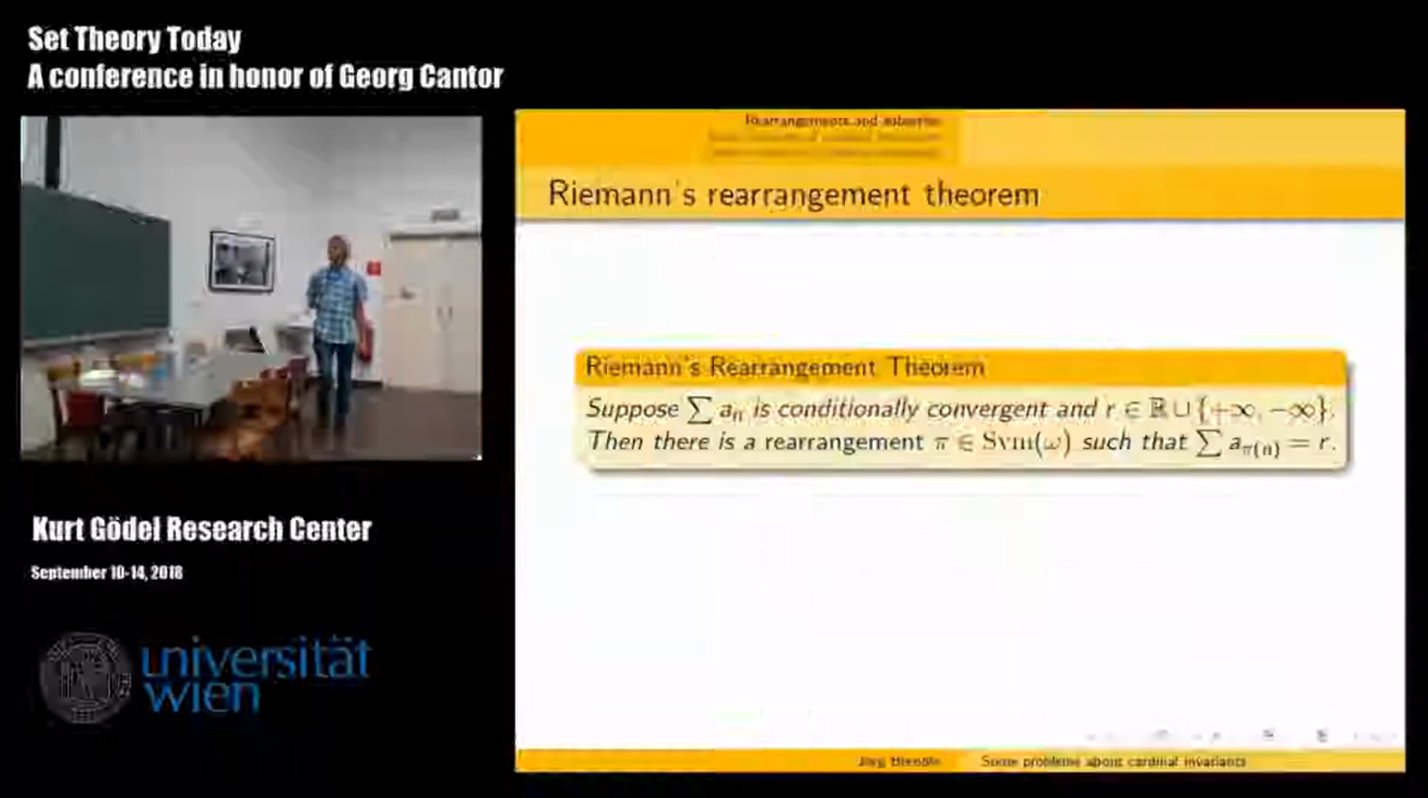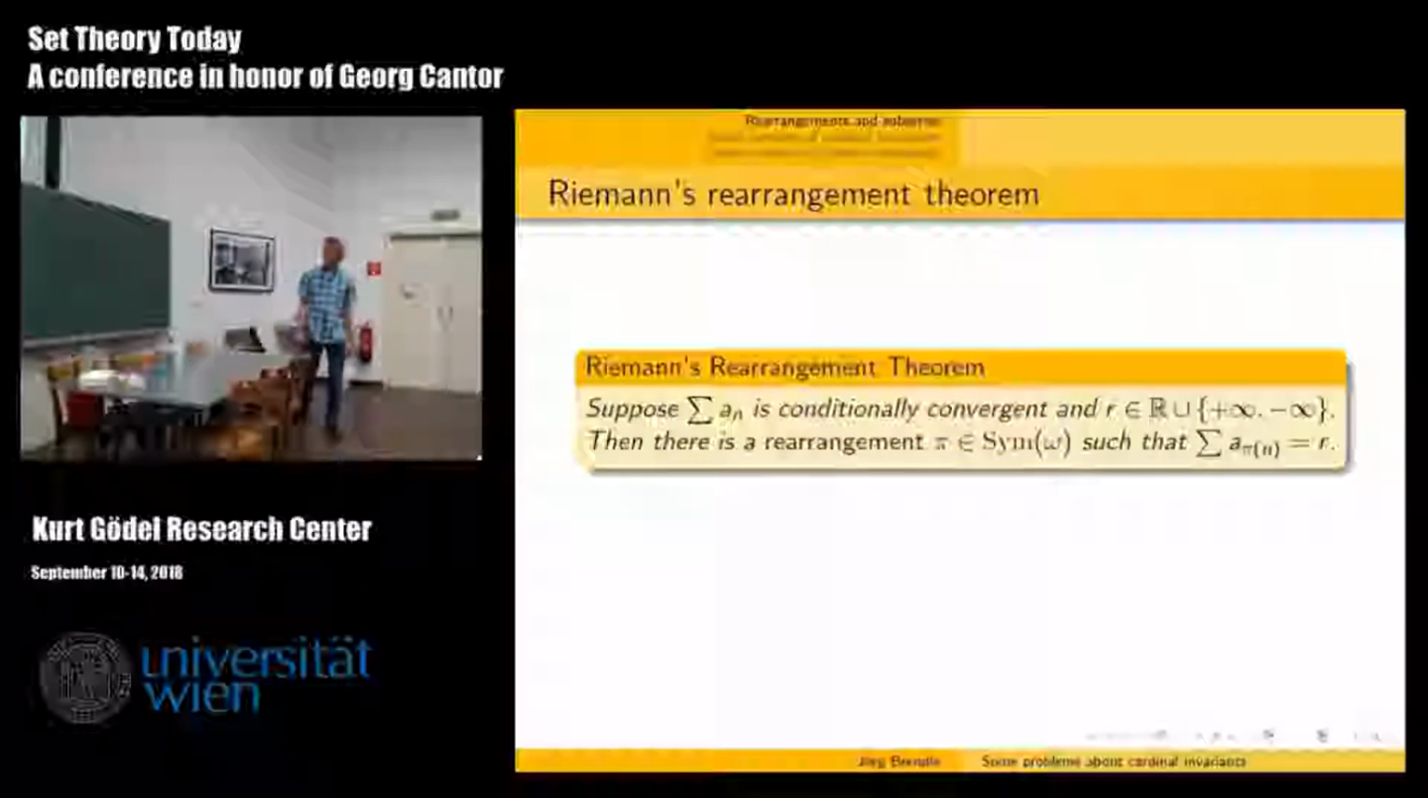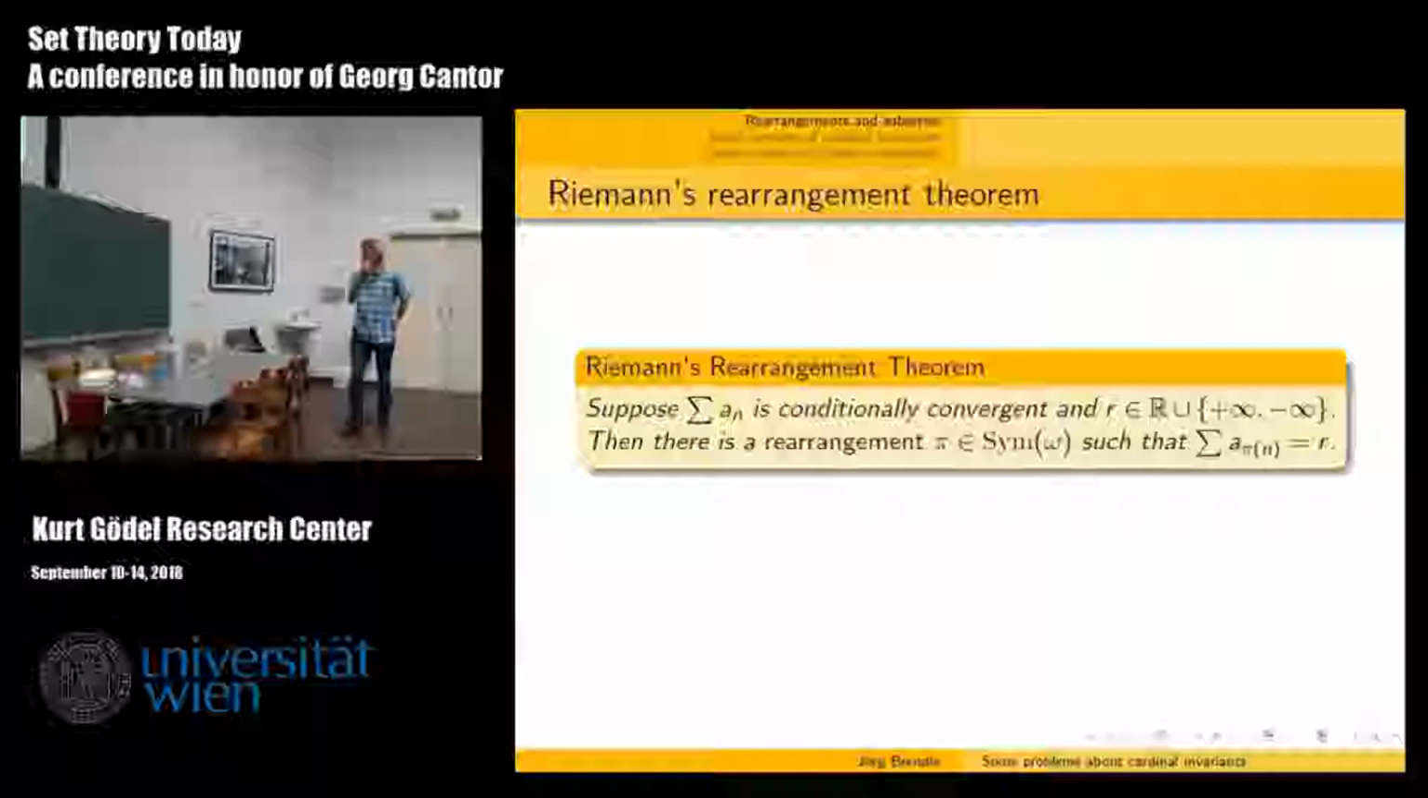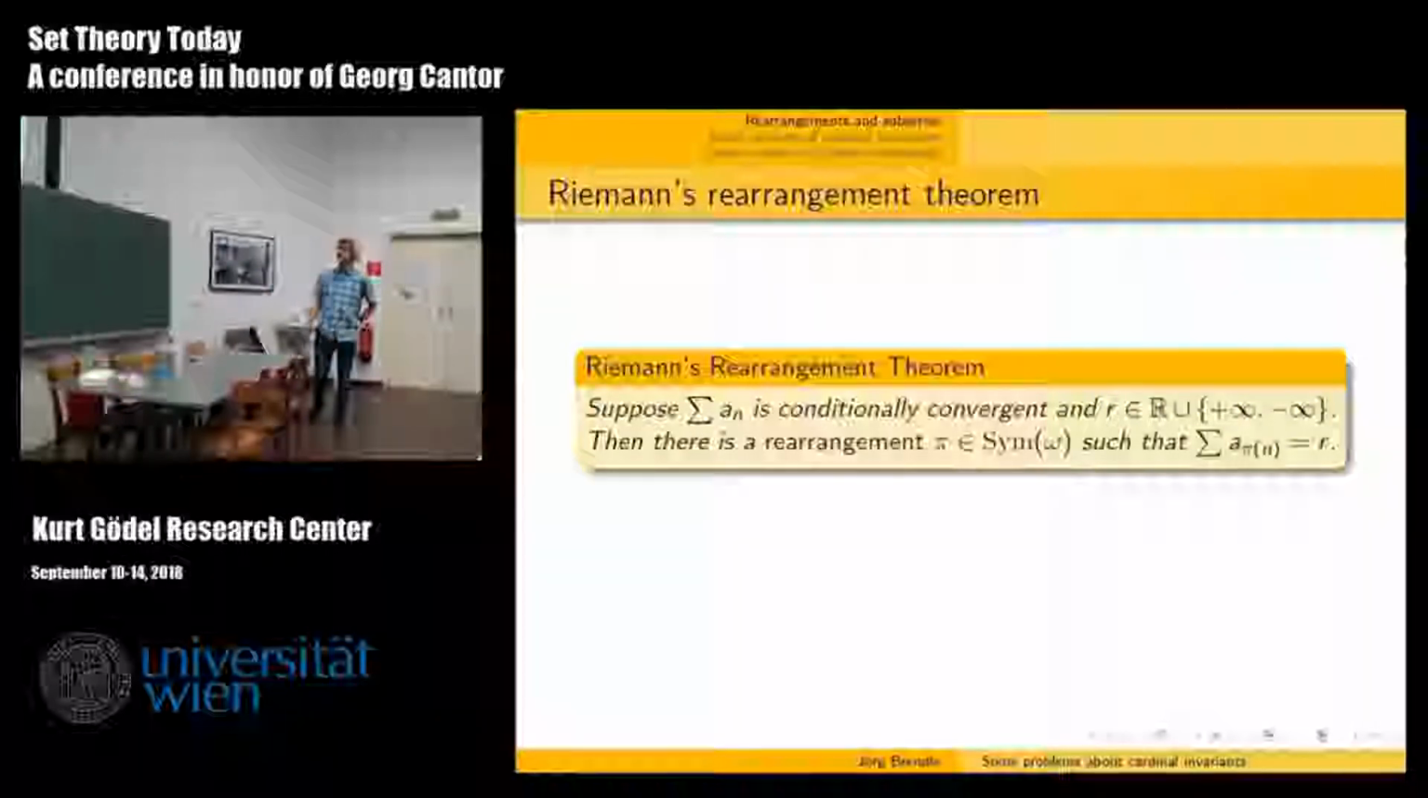Okay, the next thing I will recall is something which you learn in a first semester as an undergraduate student in an analysis course. Suppose you have a conditionally convergent series, a_n, and you have an arbitrary real number, and actually we can also include plus and minus infinity. Then there's a rearrangement of the series which converges to this given number r, where, of course, if r is plus or minus infinity, I mean by that it diverges to plus or minus infinity.